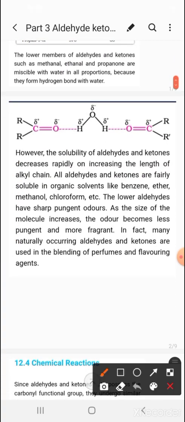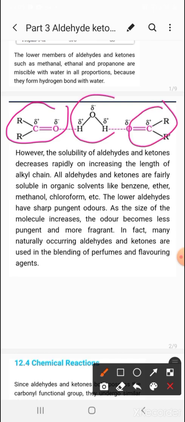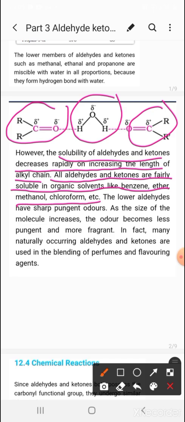Now see, you can see here, this is the ketone and it is forming hydrogen bond with water. So lower members of aldehyde and ketones form hydrogen bond with water, so they are miscible with water in all proportions. However, the solubility of aldehydes and ketones decreases rapidly on increasing the length of the alkyl chain. So because non-polar part is increasing, that is why the solubility is decreasing in the polar solvent. All aldehydes and ketones are fairly soluble in organic solvents like benzene, ether, methanol, chloroform, etc.